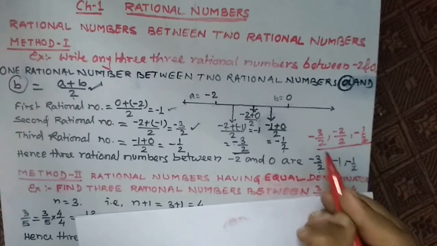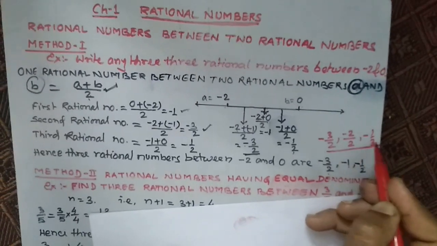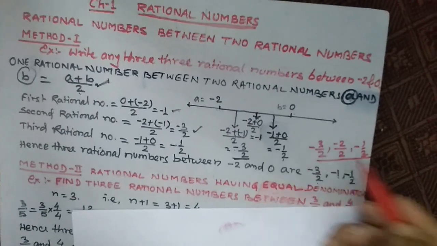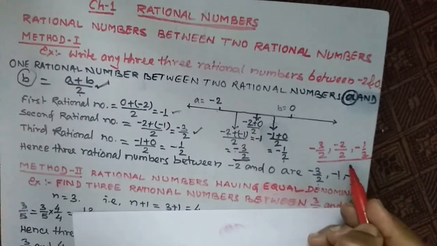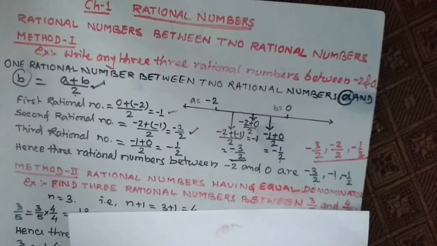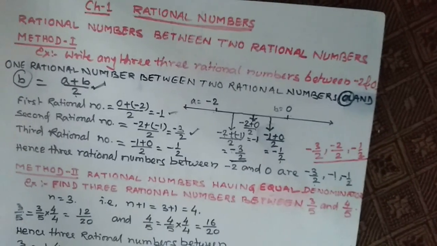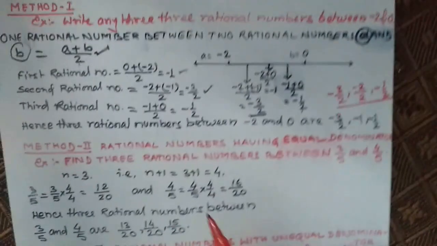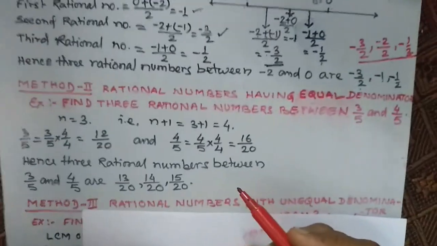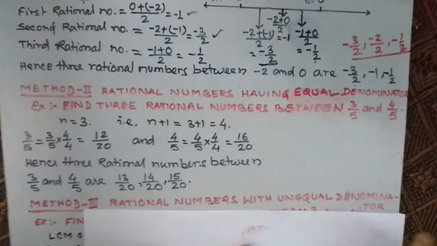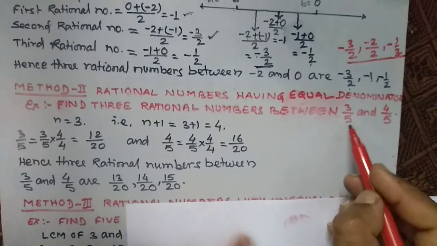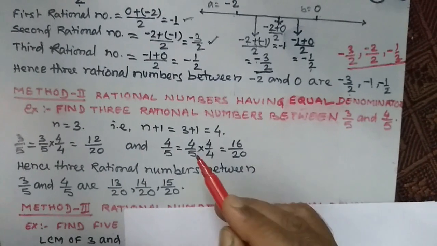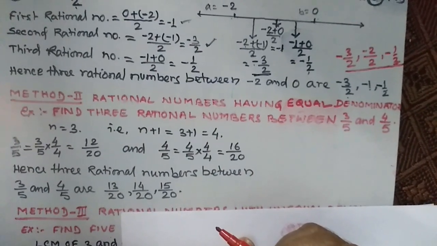Like this you can find the three numbers at equal distances on the number line by this method. Now, to find the rational number between the given two numbers, we are using another method.